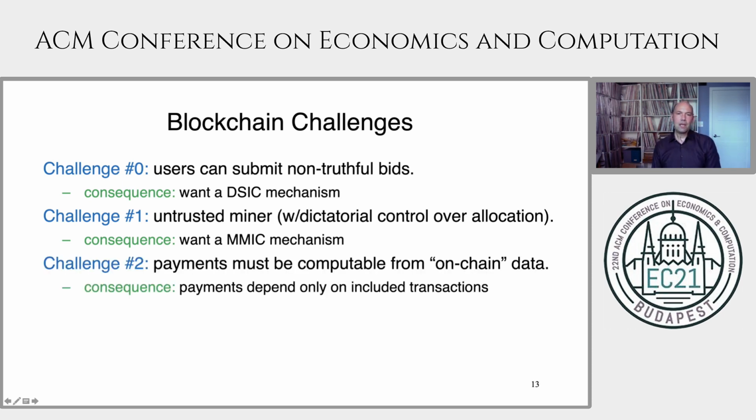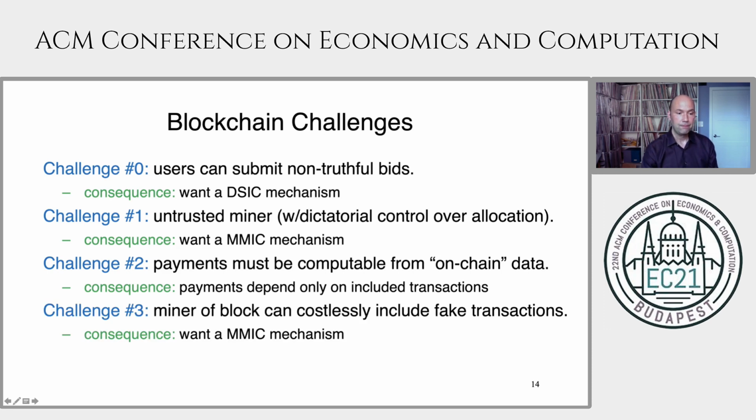Another idiosyncrasy is that payments need to be defined purely by winning bids. Payments cannot depend on the losing bids. Why? Blockchains like Ethereum and Bitcoin are basically hermetically sealed environments. As far as the blockchain is concerned, if it's not on the blockchain, it doesn't exist. And so that means payments must be computable from on-chain information, and it's only the winning transactions that are recorded on-chain. The losing transactions are not recorded on-chain. So payments need to depend only on the winners.